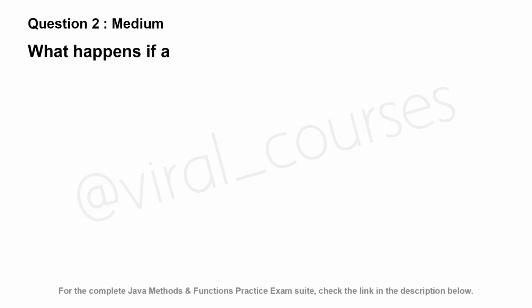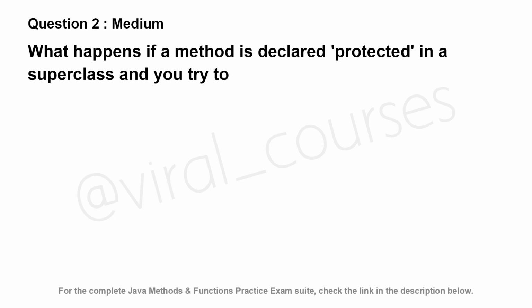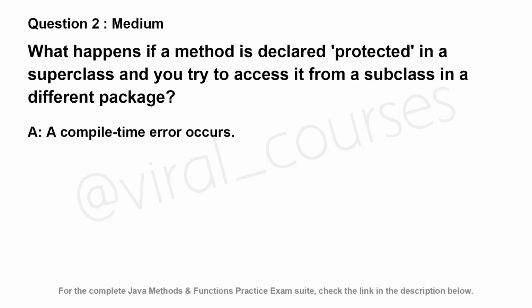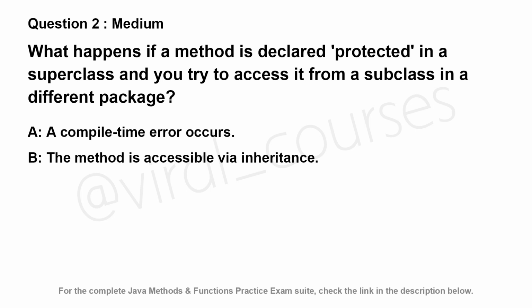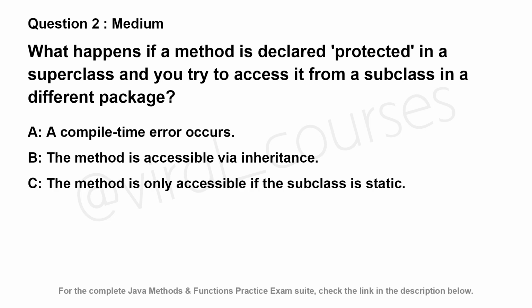What happens if a method is declared protected in a superclass and you try to access it from a subclass in a different package? Option A, a compile time error occurs. Option B, the method is accessible via inheritance. Option C, the method is only accessible if the subclass is static. Option D, the method is not accessible.